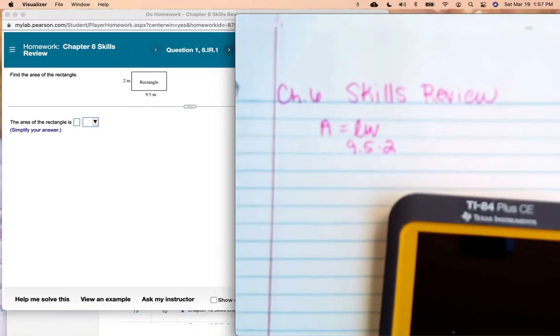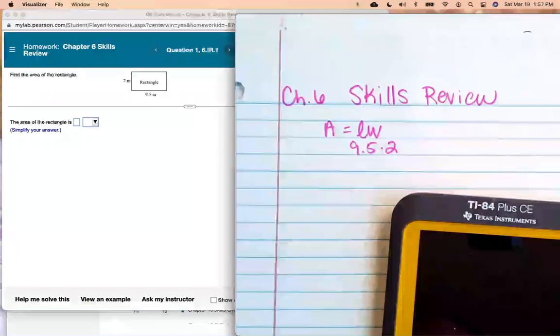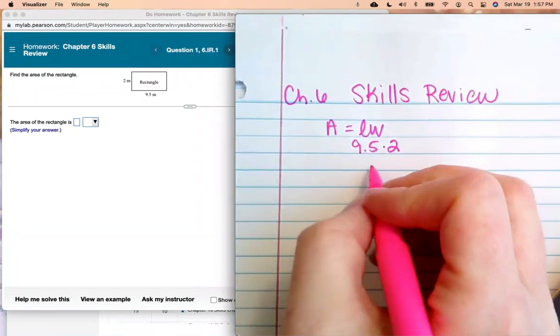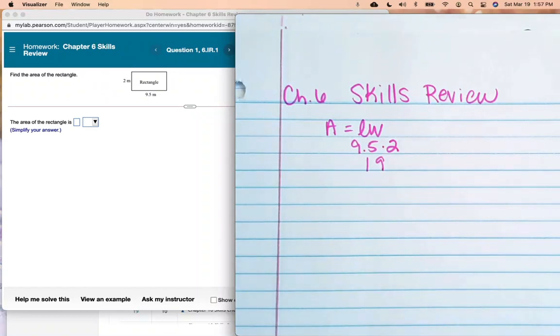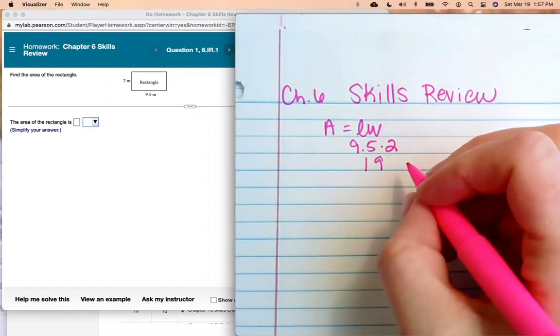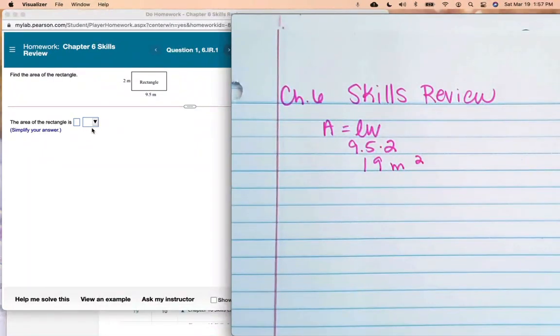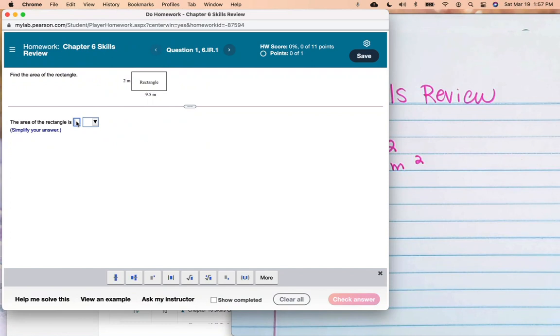It's a little fuzzy. Okay, so 9.5 times 2 is 19. And you have to do the units too. Area is squared. So whatever the units are, so it's meters squared. So let's look at our answers. So I would put in 19 and then meters squared or square meters.